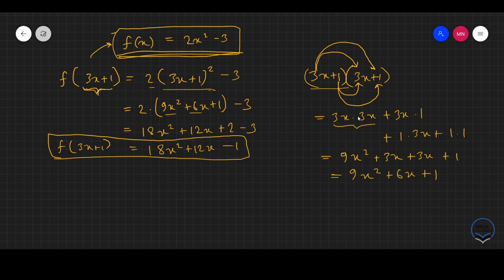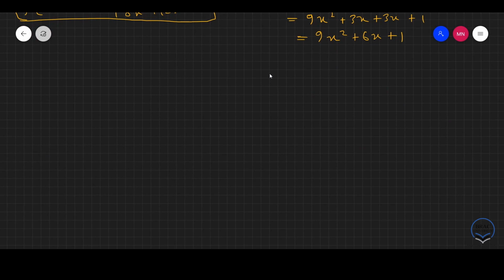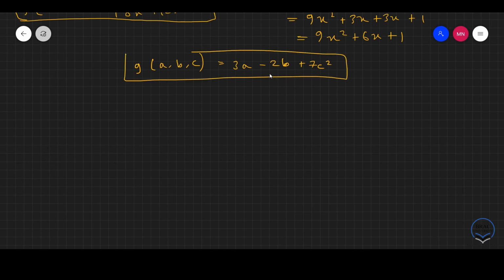Right, so now let's look at a different function. Let's say we have g of a, b, comma, c, and this is equal to 3a minus 2b plus 7c squared. Right, so we're given this function. Now in this case, you can see that we have 3 separate inputs. So we have 3 variables in our function.